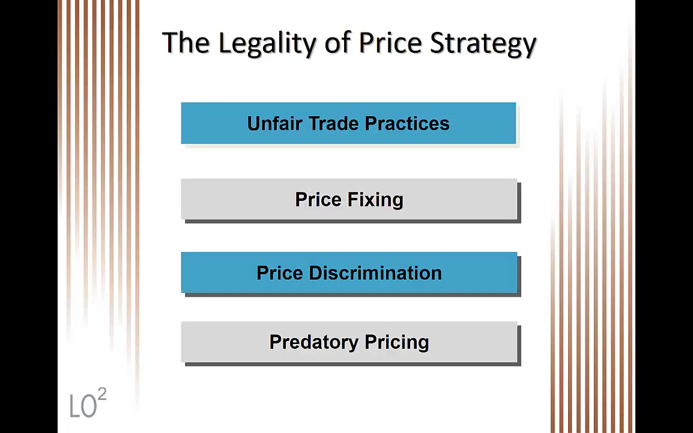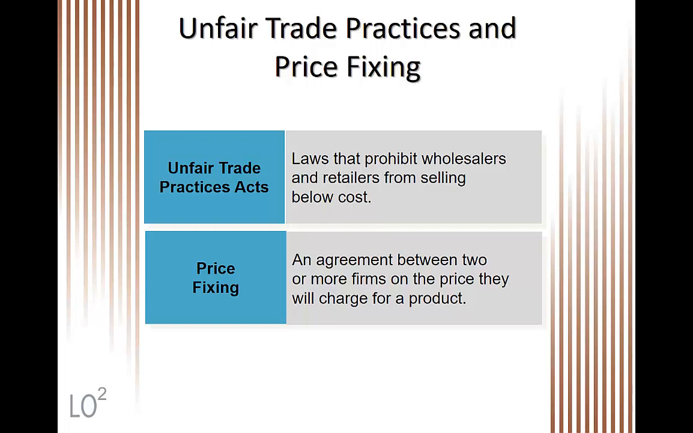But the problem is that strategy may ignore demand and cost. The issues that limit pricing decisions are unfair trade practices, price fixing, price discrimination, and predatory pricing. In over half the states, Unfair Trade Practice Acts put a floor under wholesale and retail prices, and selling below cost is illegal. Wholesalers and retailers must take a certain minimum percentage markup on their combined merchandise cost and transportation cost. The most common markup figures are 6% at the retail level and 2% at the wholesale level.